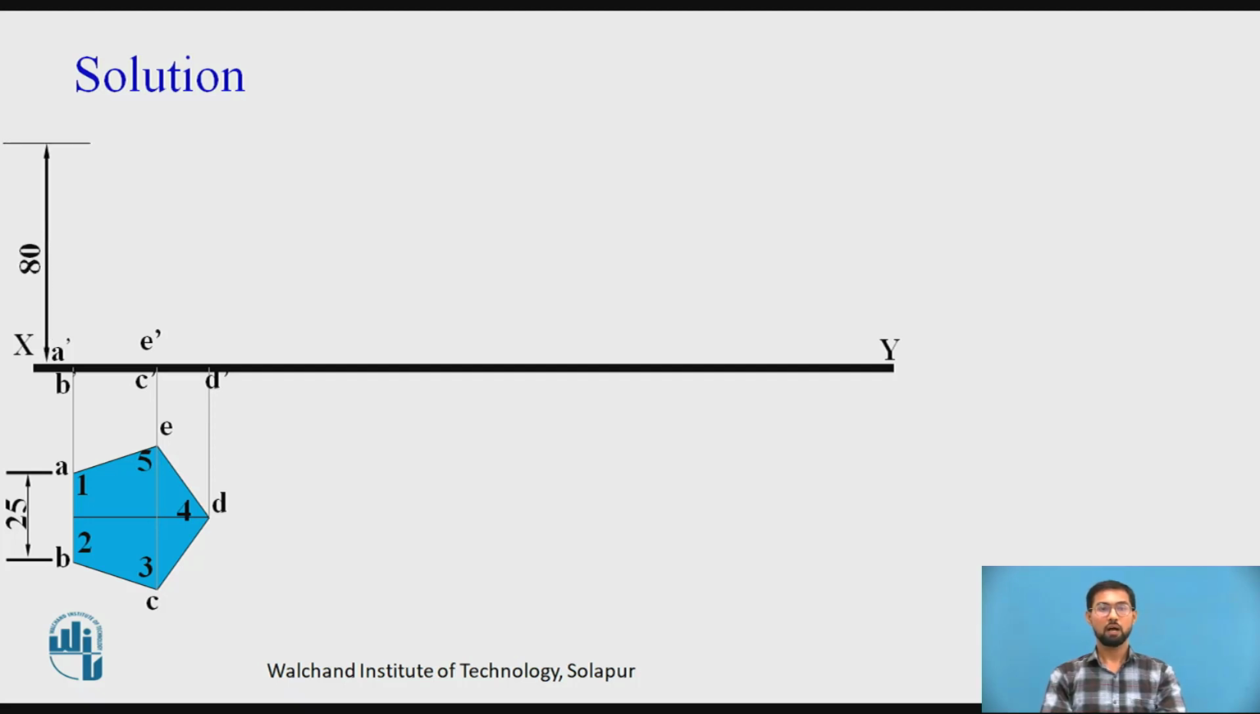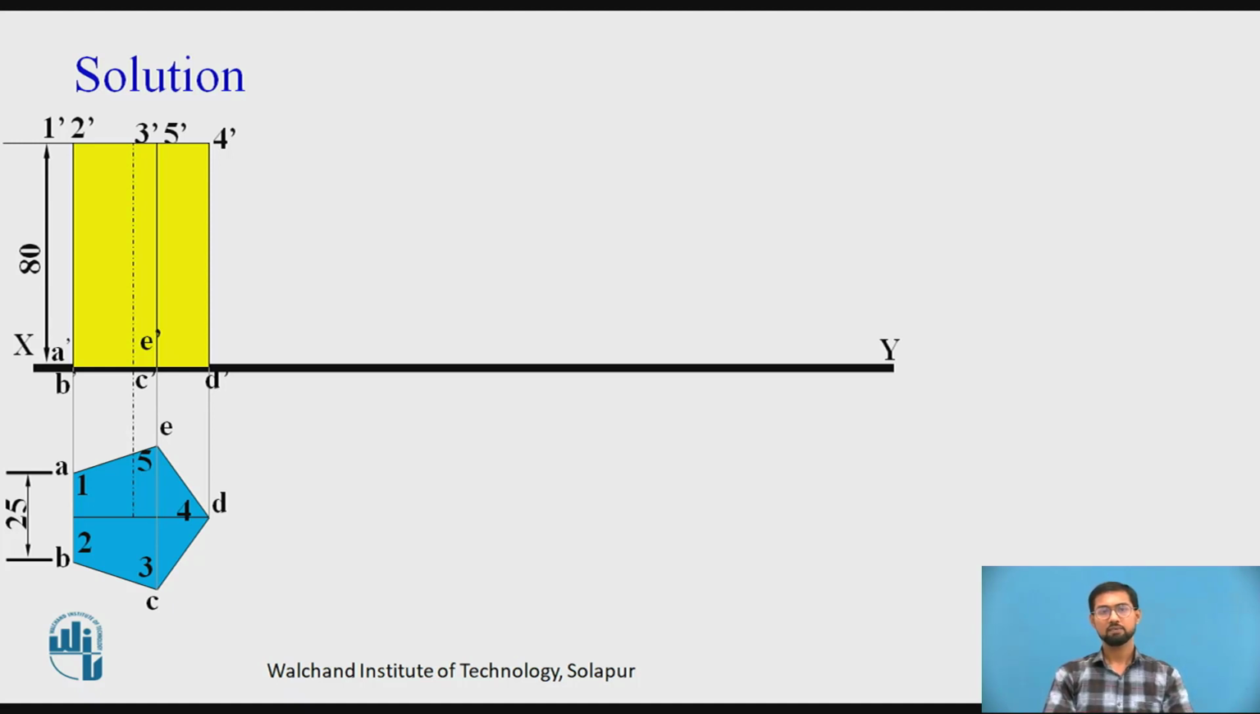Now we take an 80 mm size and we will draw our rectangle, because our prism will look like a rectangle and it will have an axis. Then we will mark 1 dash, 2 dash, 3 dash, 5 dash, 4 dash on same projector lines from the pentagon, which is from a top view. Now we will move ahead with a second stage.